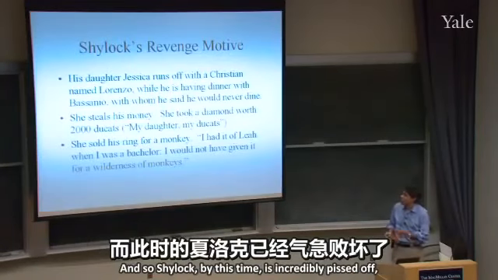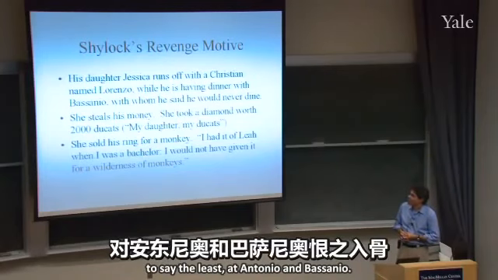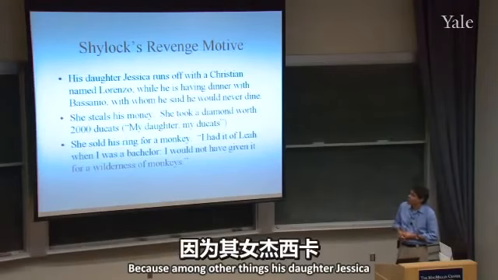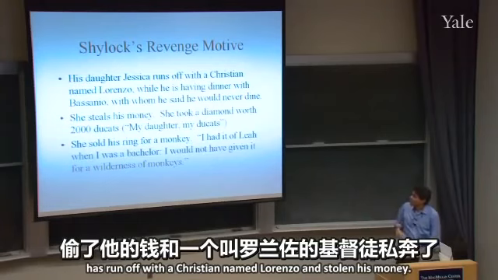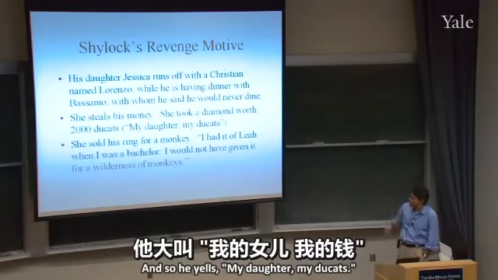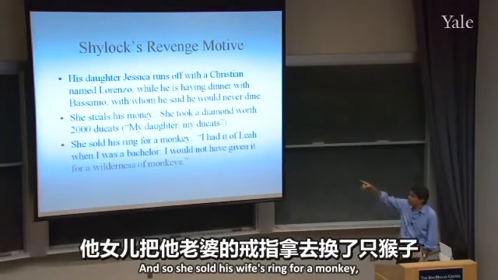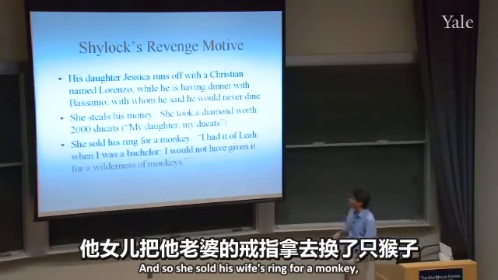And so Shylock, by this time, is incredibly angry, to say the least, at Antonio and Bassanio. And why is he so angry? Because, among other things, his daughter Jessica has run off with a Christian named Lorenzo and stolen his money. And so he yells, "My daughter, my ducats." And she sold his wife's ring for a monkey.